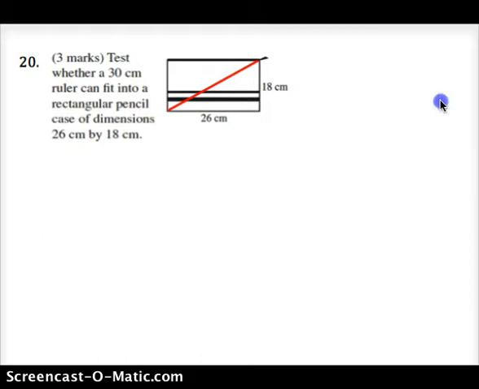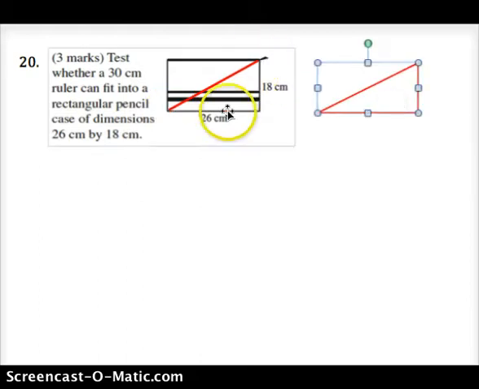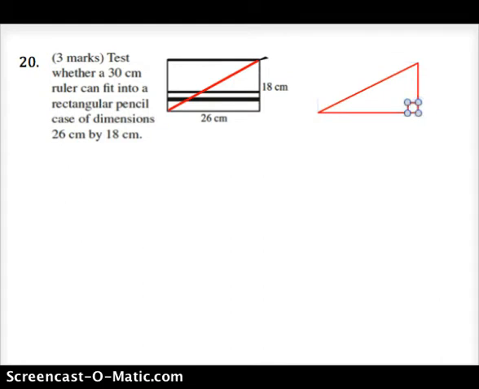So what we really need to do is find out the length of the hypotenuse of this right angle triangle. So I'm going to draw the triangle again. So remember, we're working with Pythagoras' theorem, we're working with right angle triangles. So I've got a right angle there, there's my triangle, this side down here is 26. And this side across here is 18. And I'm going to call this other side P, because we're looking at a pencil case.